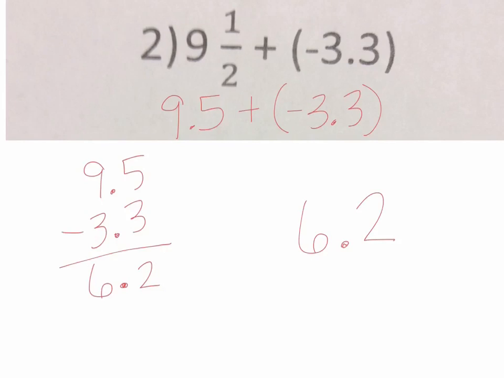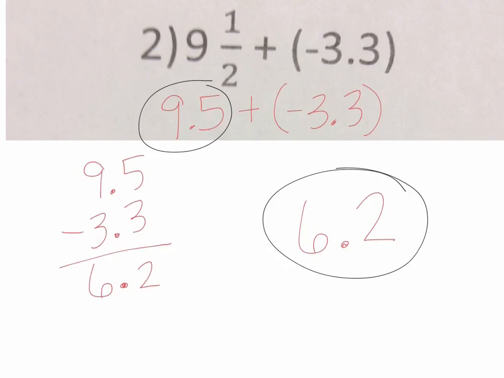I got to look back. So different signs subtract, and I'm going to keep the sign of the larger number. So my 9.5 has a larger absolute value, so this is going to be a positive 6.2 since that 9.5 was positive.